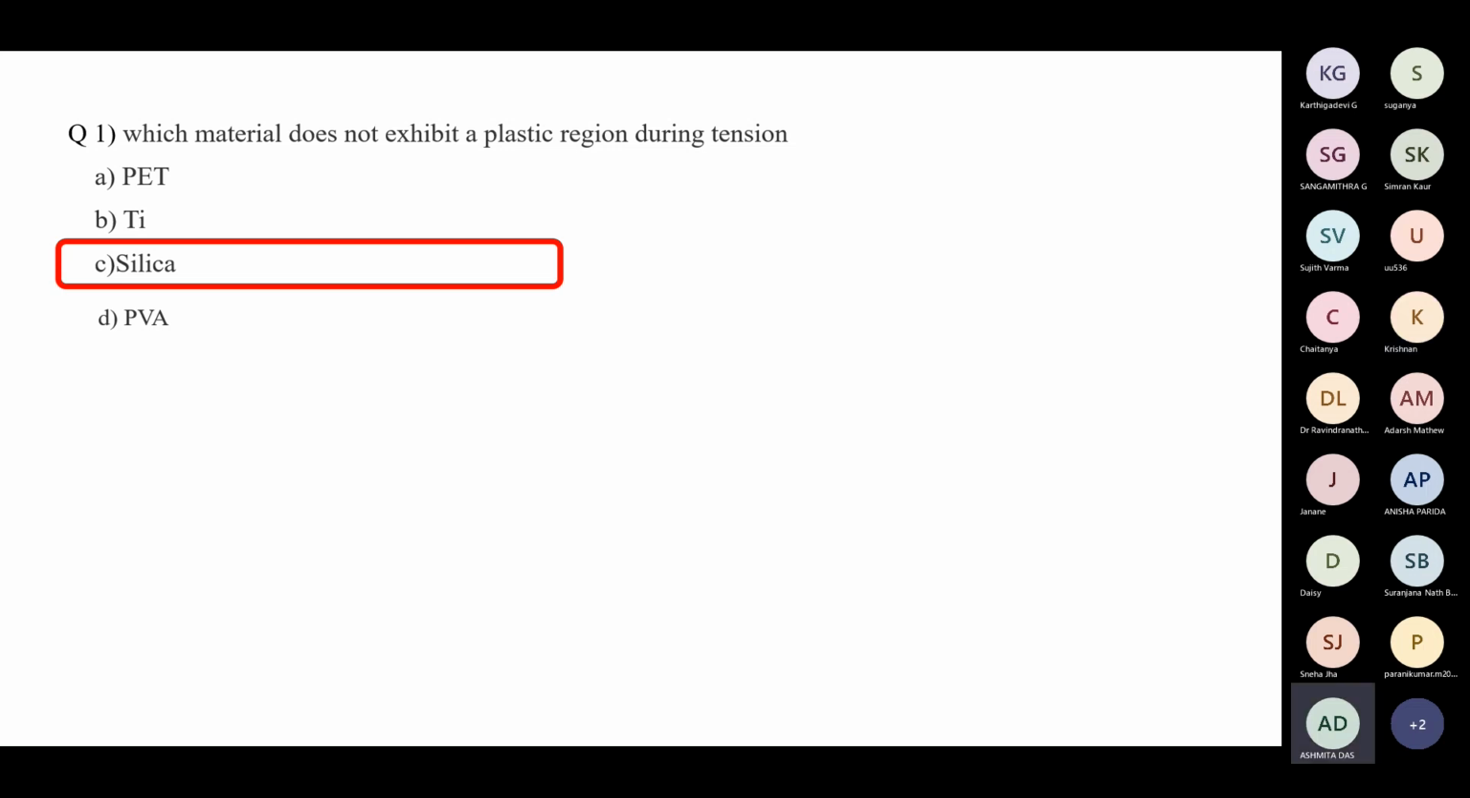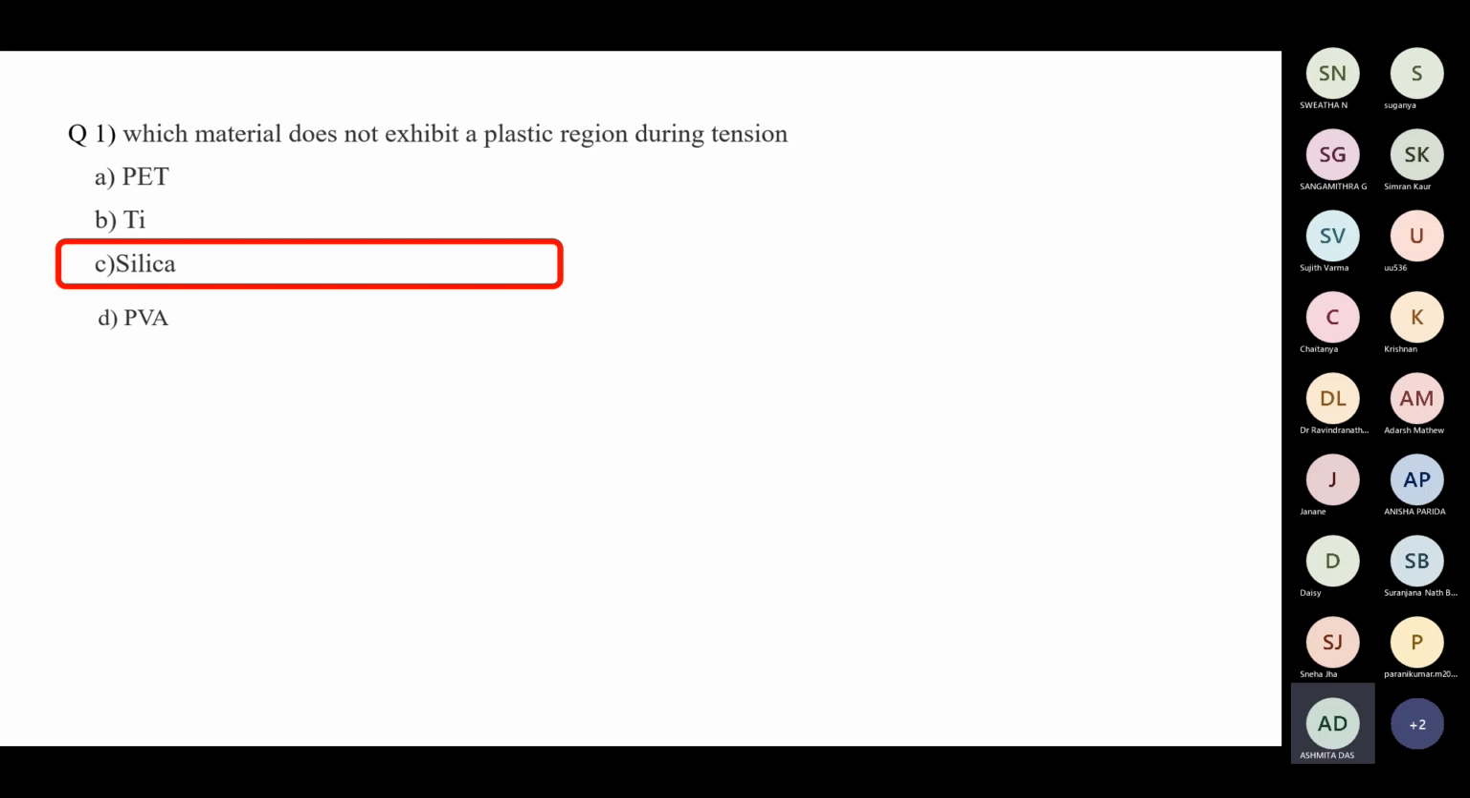Okay. And Suranjana? Silica. Silica. Okay. The correct answer is silica.